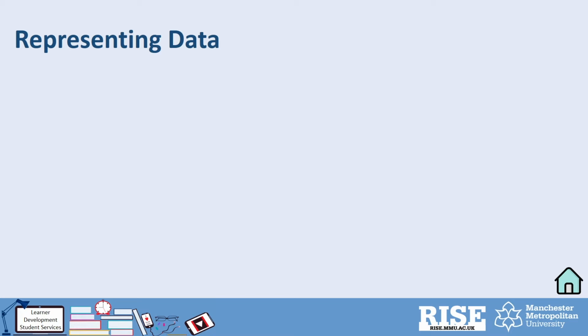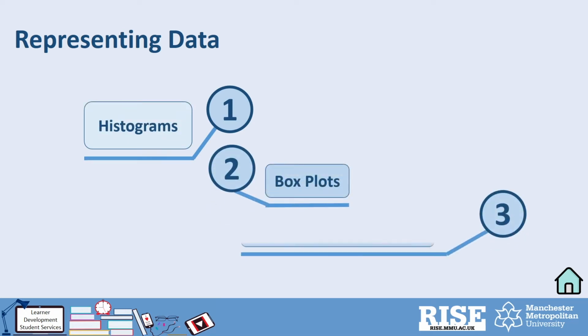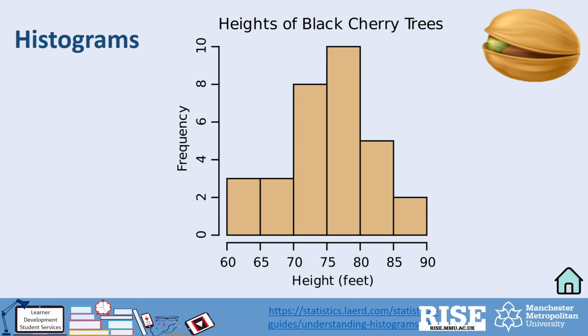Within the representing data strand, I have highlighted the following graphs and charts: histograms, box plots, and stem and leaf diagrams. Let's look at the first in a bit more detail. Histograms. The purpose of a histogram is to graphically summarise the distribution of a single dataset. It allows the reader to easily interpret spread and skewness of the dataset and assess for the presence of any outliers.